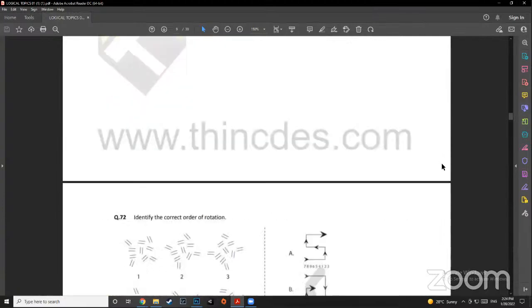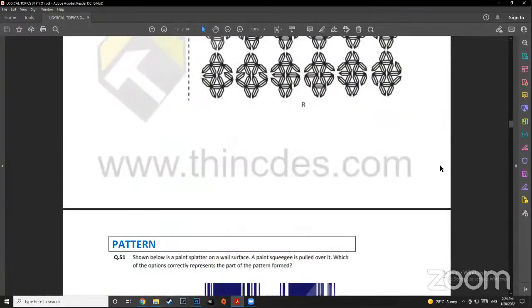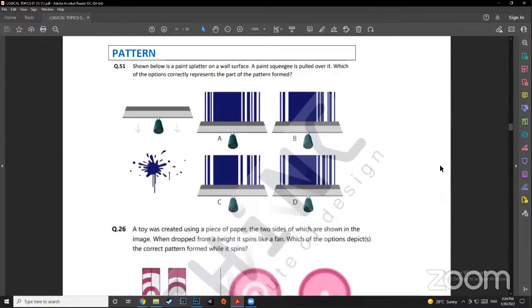Okay. These are all figure rotations. Then comes pattern. So there will be some sort of pattern making.